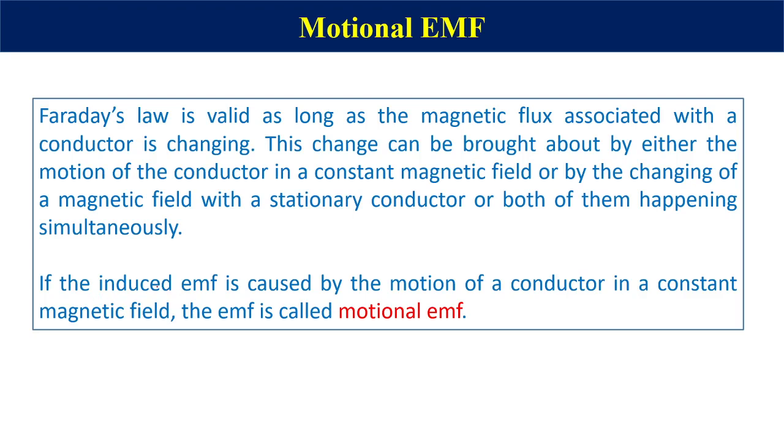Now if a conductor is moving in a constant magnetic field, then whatever EMF is produced or induced in that conductor is known as the motional EMF. Very briefly, in a simple sense, if the EMF induced is because of the motion of the conductor in a constant magnetic field, then it is motional EMF.